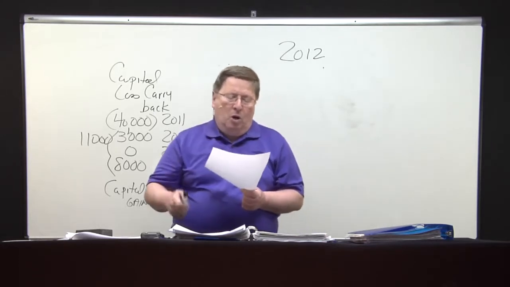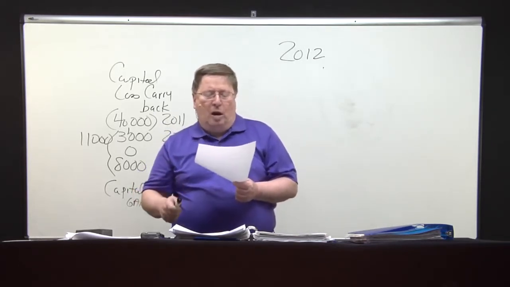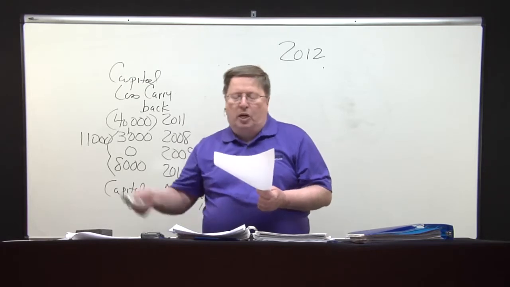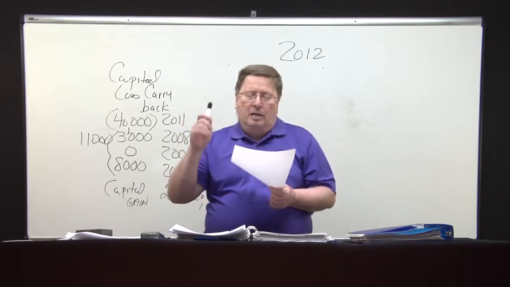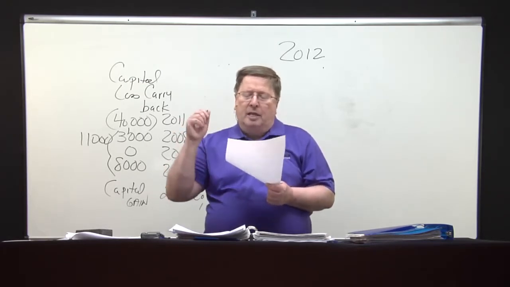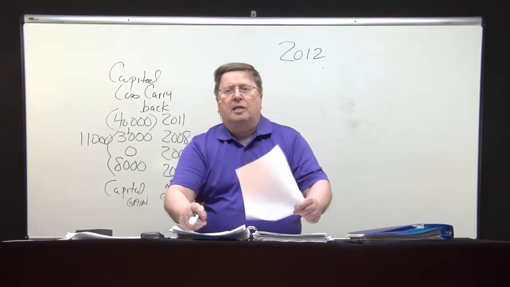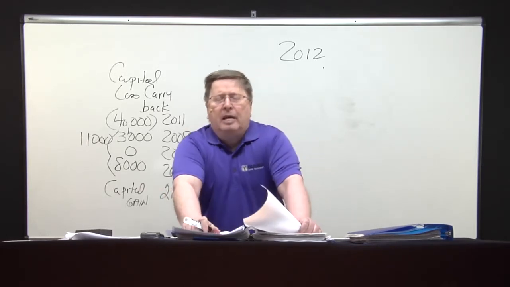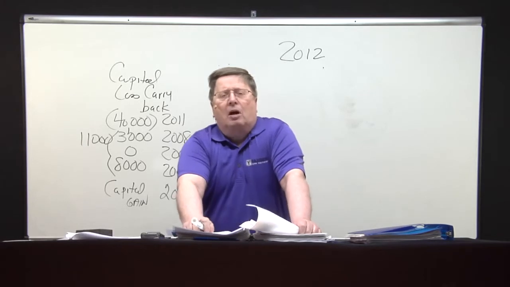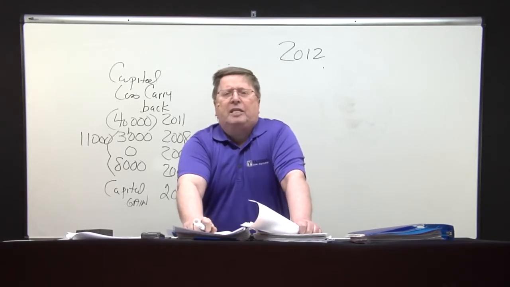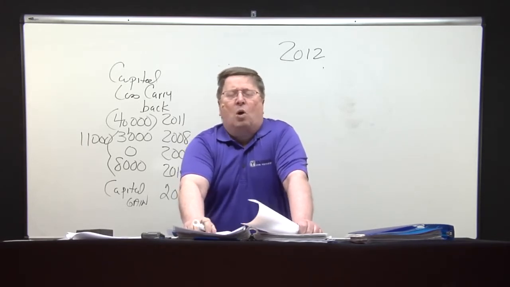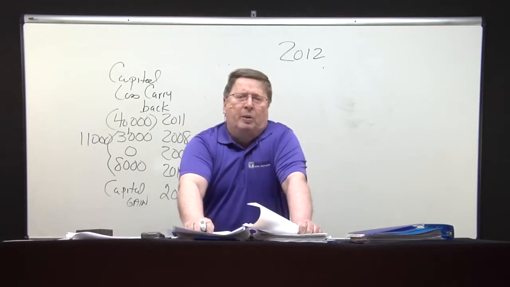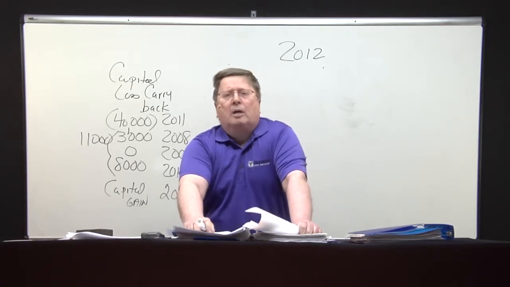Now, they want to know, what is Gray's 2012 taxable income, which includes the capital gain transactions and the Schedule M1 adjustment? Now, the Schedule M1 adjustment is basically this, all right? It is the adjustment that appears on the Schedule M1 to reconcile book income to taxable income, all right?